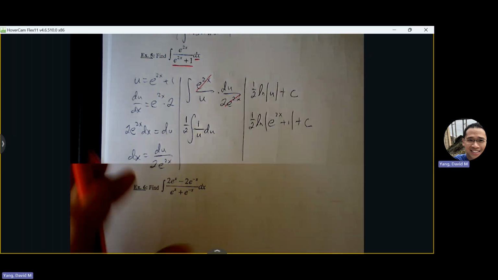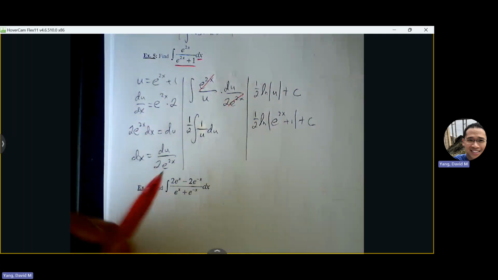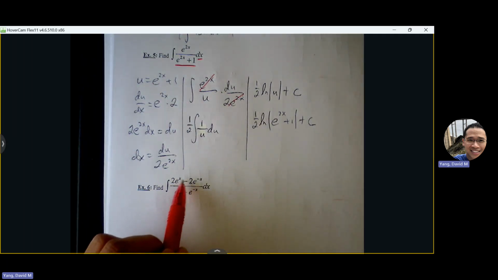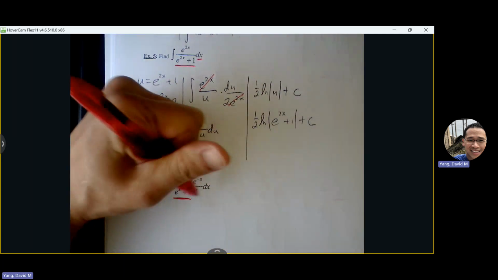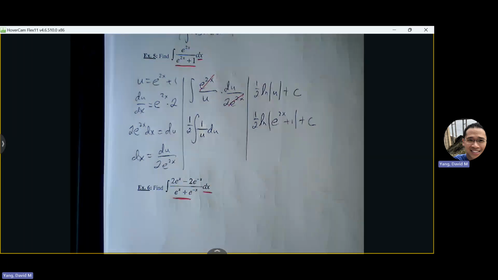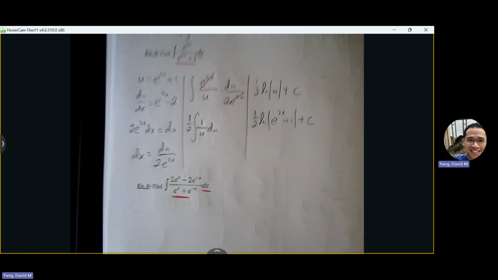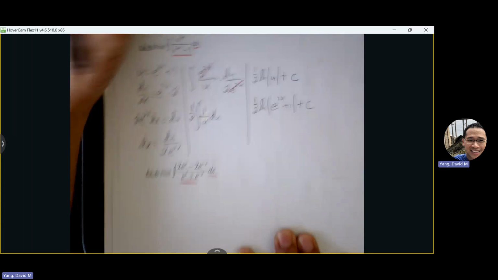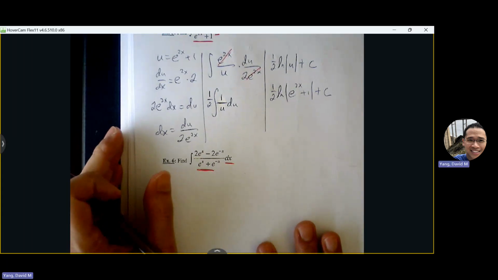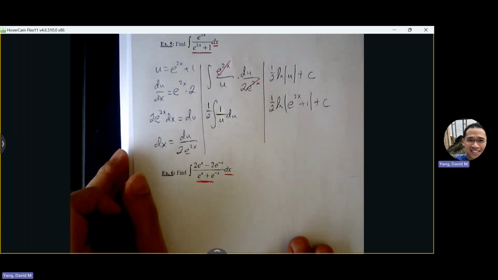Number 6, same strategy as 5. If we just let u be x, that doesn't make sense. If we let the u value be just e to the x, that's still too many things going on. So again, target the denominator if there's not an obvious u value that's large enough for the problem. Okay, so try that. Let's see if we can both arrive at the same answer here. Same strategy as above. Very similar setup as above.